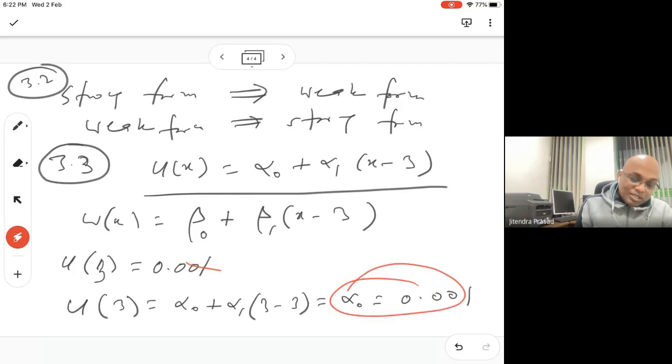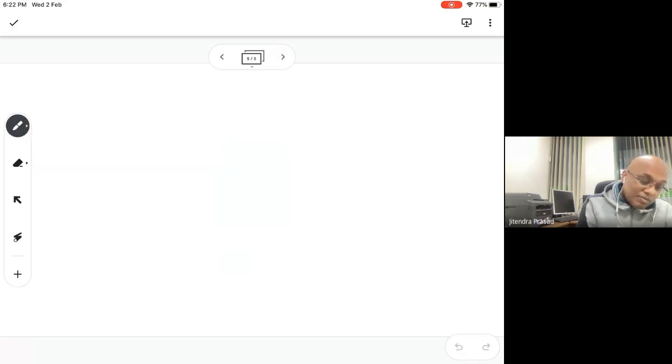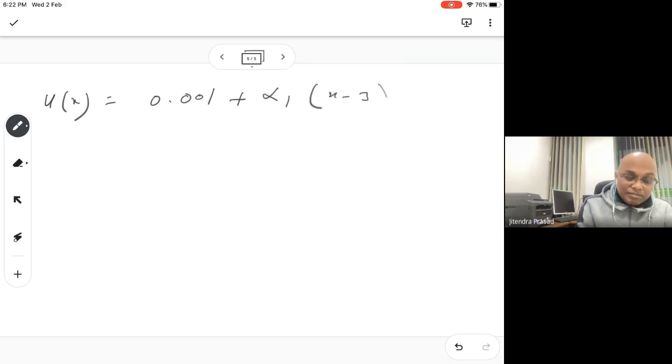So we can use this, right? Alpha naught is 0.001 plus alpha 1 times this. So basically, we have this equation: ux equal to 0.001 plus alpha 1, and then you have x minus 3. This is the ux. Then the rest we have to work on.